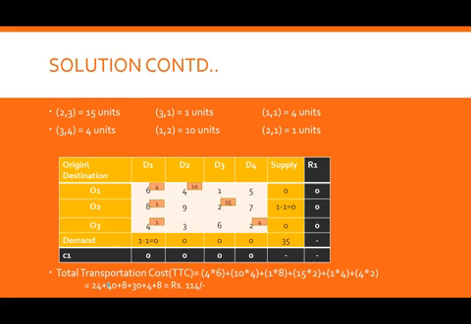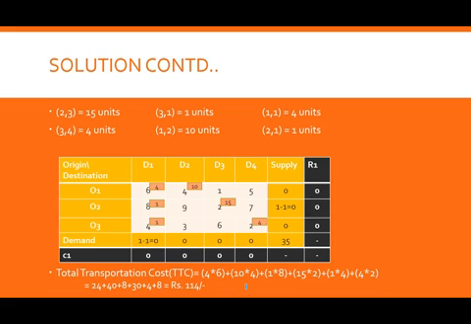So I get 24 plus 40 plus 8 plus 30 plus 4 plus 8. So 24 plus 40 is 64. 64 plus 8 is 72. 72 plus 30 is 102. 102 plus 4 is 106. 106 plus 8 is 114. So I get the total transportation cost to be 114 units.